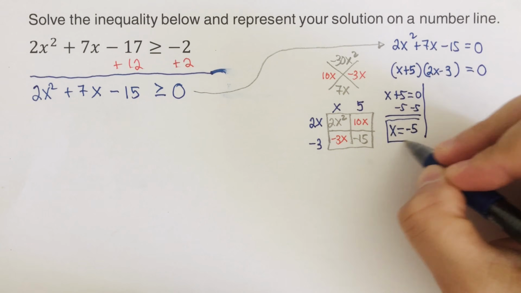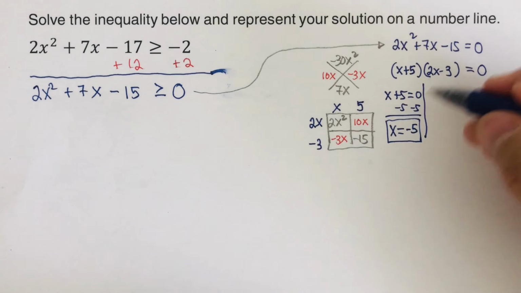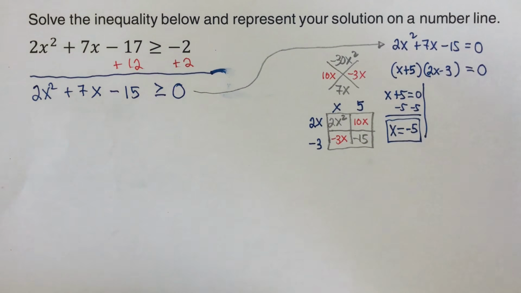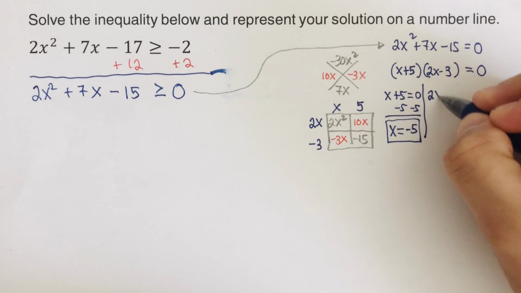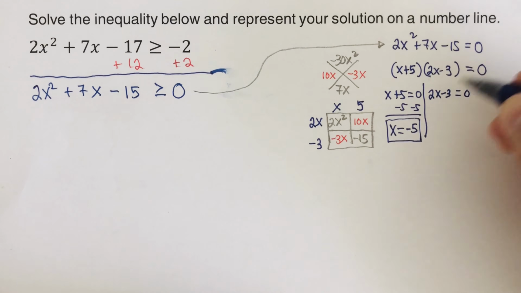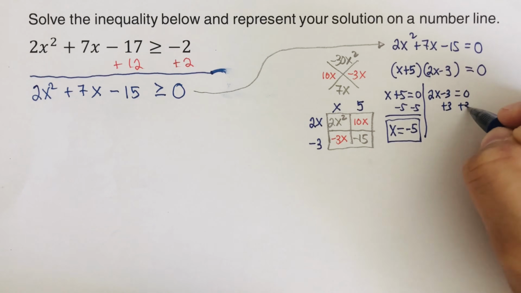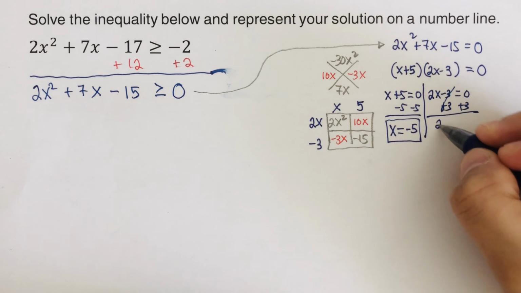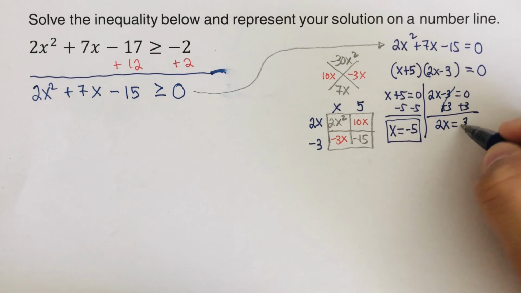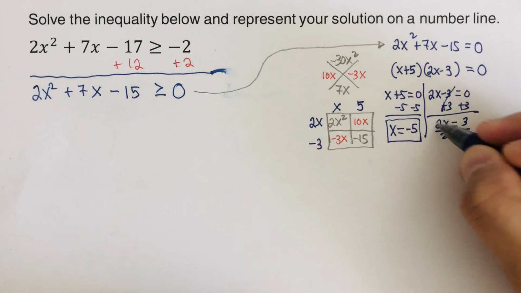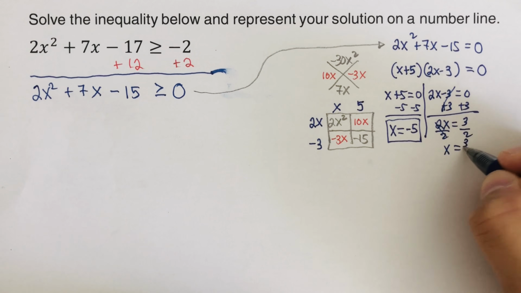So this is our first of the two boundary points. So the other one is 2x minus 3 equals 0. So plus 3 and plus 3 from both sides. So we're left with 2x equals 3, divided by 2, divided by 2. So then our x is 3 halves or 1.5.